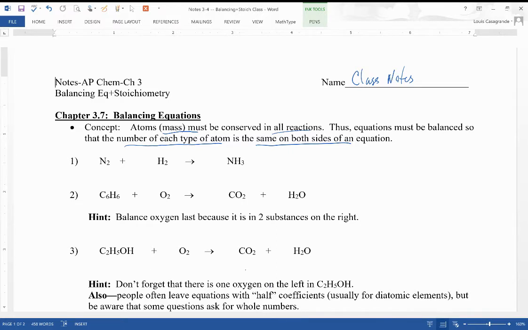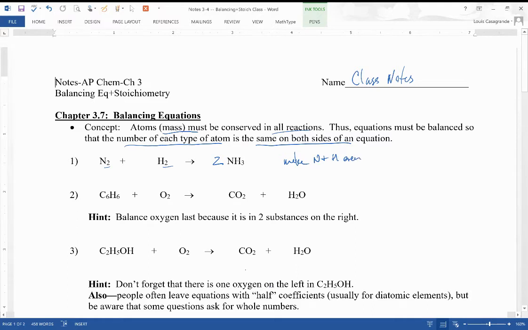So in our first equation, where we got nitrogen and hydrogen reacting to form ammonia, one of the easiest things to do is to notice that we've got even numbers of nitrogen and hydrogen atoms on the left, and an odd number of nitrogen and hydrogen on the right. And so we're going to need to make that even. So the best way to make that even is to just put a 2 in front here. So we want to make nitrogen and hydrogen even.